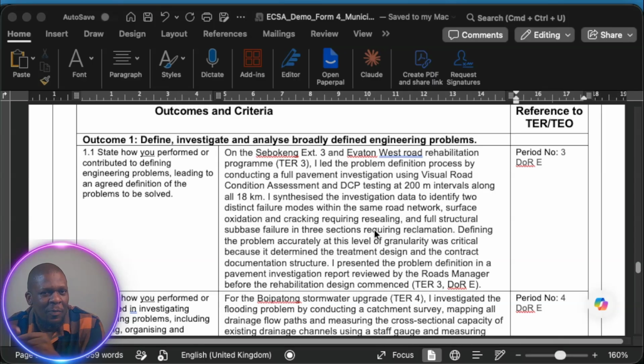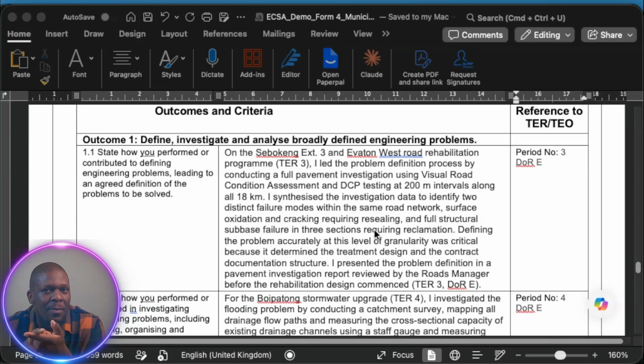And in the process of performing that conditional assessment, you are also putting together a solution to that problem. Let's take, for example, in period 3, we spoke about rehabilitation. I led the problem definition process by conducting a full pavement investigation using visual road conditional assessment. That is how you performed in terms of defining the problem or contributing to the definition of the problem.